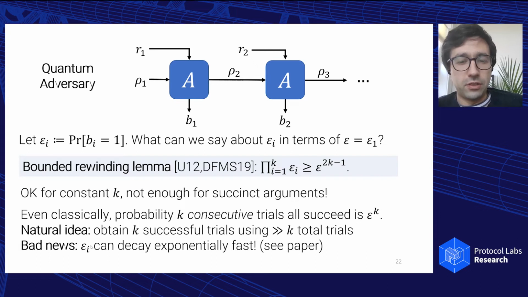Unfortunately, in the quantum setting, this is just not true. If you just do this, it turns out that these epsilon i's can still decay exponentially fast, even if you keep running for a long time. In fact, even if you run for an infinite amount of time, there are situations where the expected number of successes that you get is a constant. It could just be one success, even if you run forever. So this is the situation prior to this work, where super-constant rewinding was stuck.